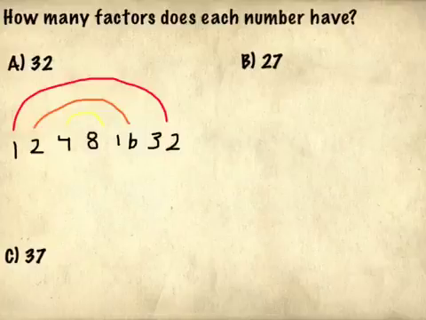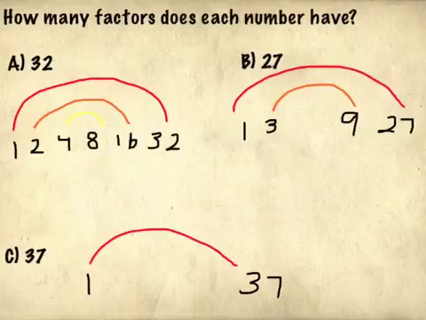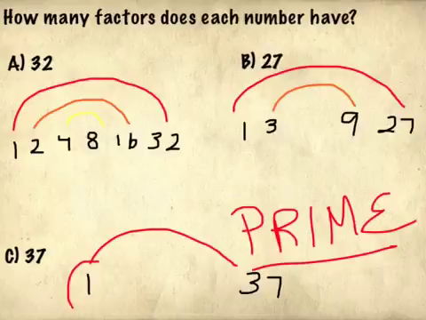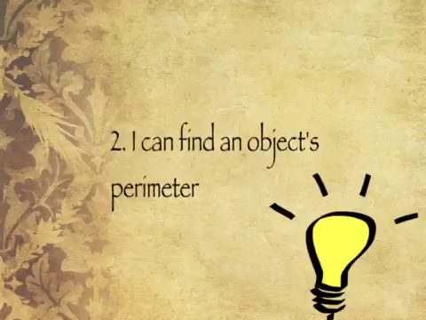So here's the answer for 32. The factors are 1, 2, 4, 8, 16, and 32. And 27 only has 4 factors. It has 1, 3, 9, and 27. And if you did 37 correctly, you'll find that it actually only has 2 factors, 1 and 37, which makes it a special kind of number called a prime number. Prime numbers are numbers that only have themselves and 1 as a factor. And that's your review of factors. Hopefully that's not too confusing, but if it is, please come and talk to me so I can help you with it. Let's move on and take a look at a study jam that talks about perimeter.